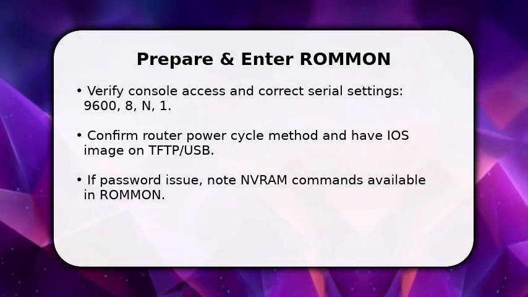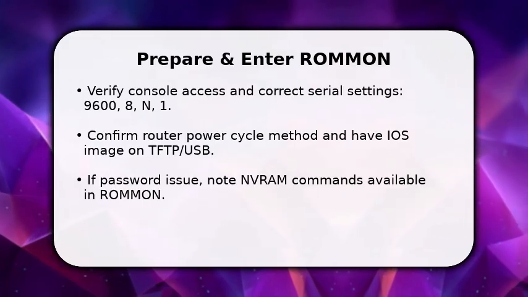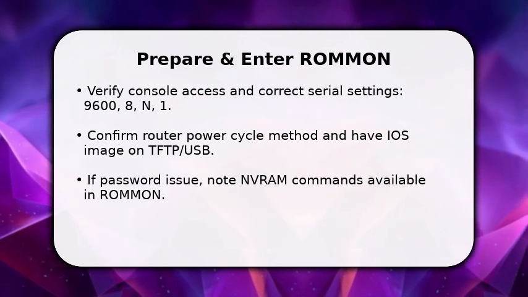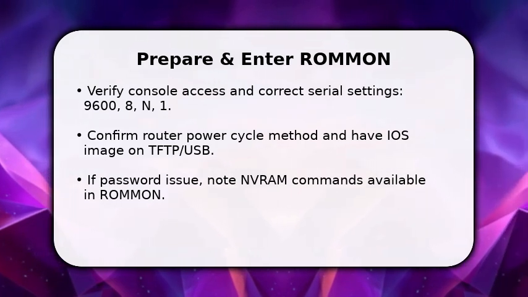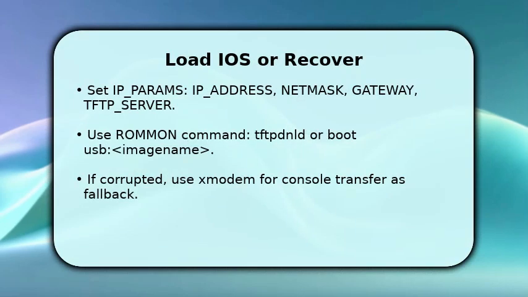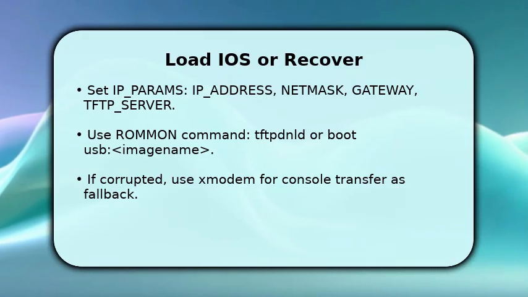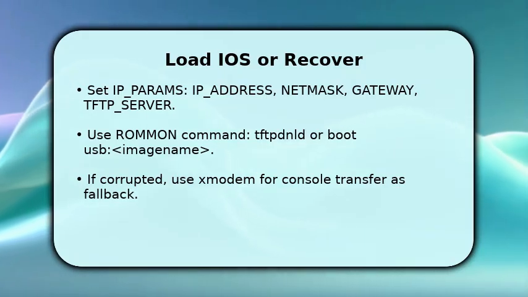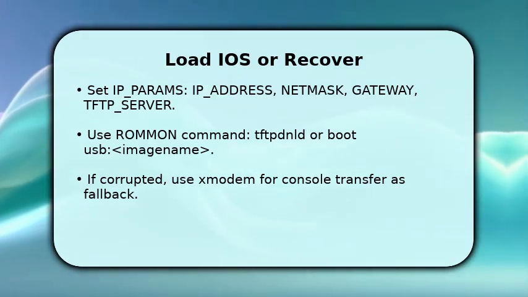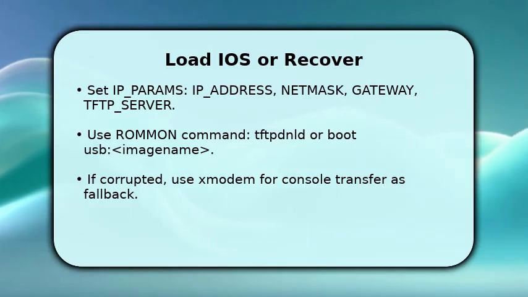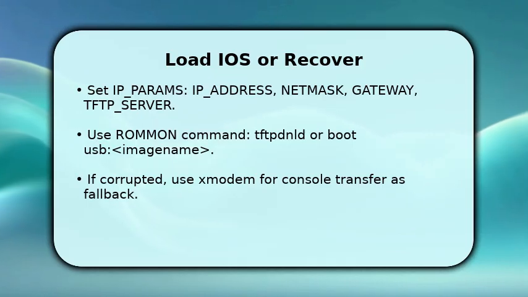Once done, list environment variables with set to confirm boot and file paths so you know exactly where the router will load the operating system from. Prepare credentials if you now load or recover the IOS image using ROMMON commands. Configure IP address, netmask, gateway, and TFTP server so the router can pull the image, and then run TFTPDNLD or boot USB image name to start the transfer. This is faster and reliable.